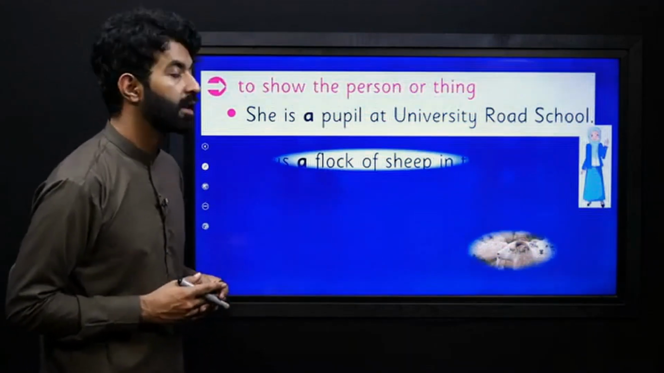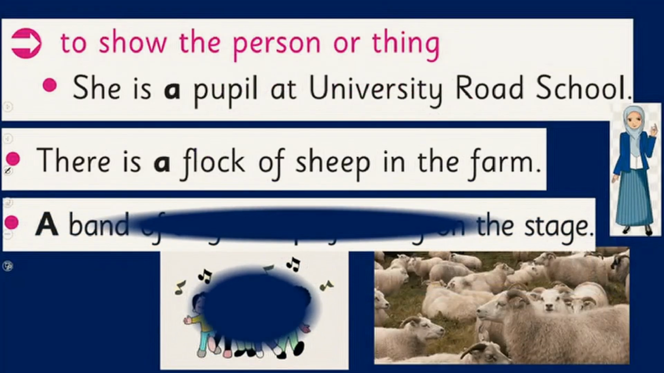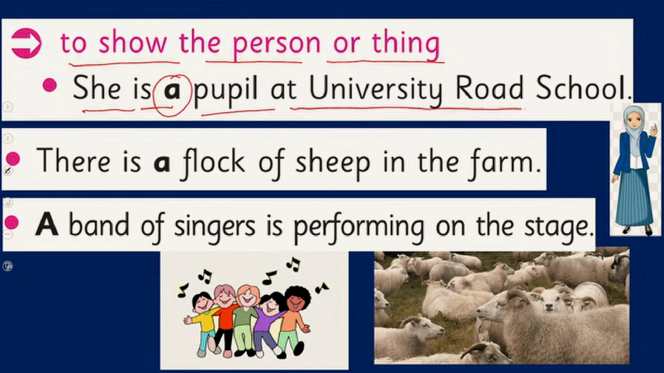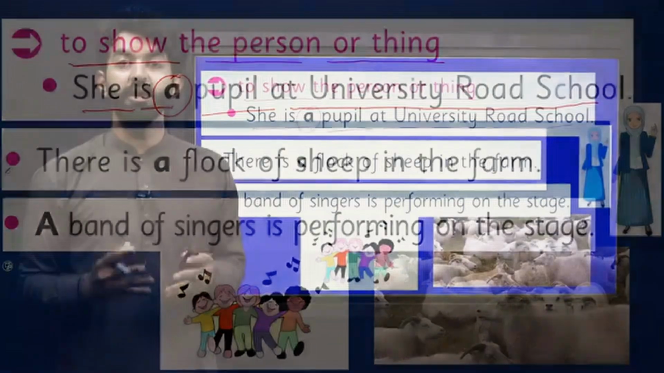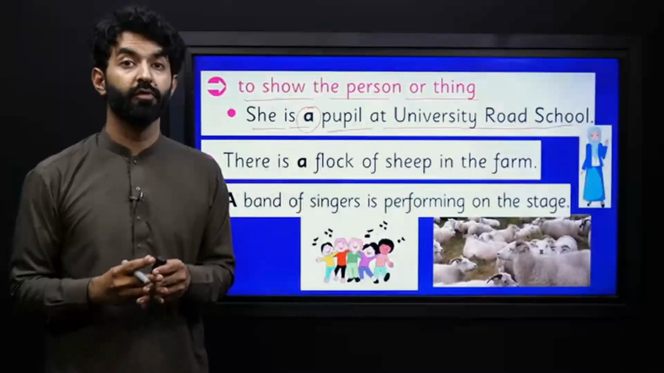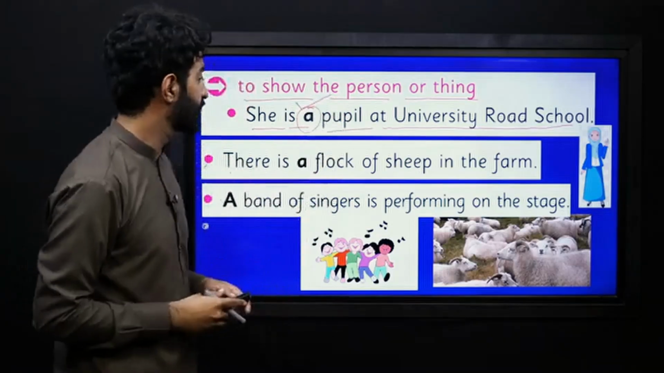So now we have to say what someone is to show the person or a thing. Yes, can you see that? She is a pupil at University Road School. So we are showing a person here, for example, pupil, we are using a before it. We are using this article before describing the person.